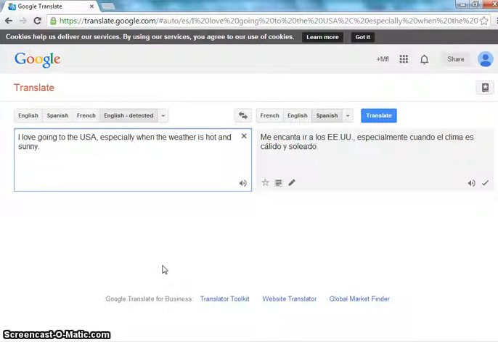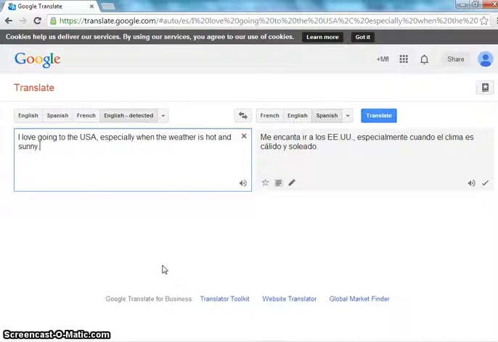Actually, it stands for Estados Unidos, and the reason there are two E's and two U's is to show that it's a plural word, Estados Unidos. So when we say USA, the Spanish say EEUU. That's how they abbreviate it. Then: especialmente cuando el clima es cálido y soleado.